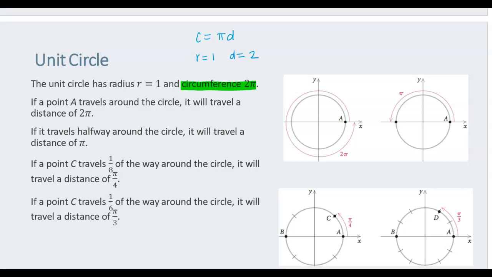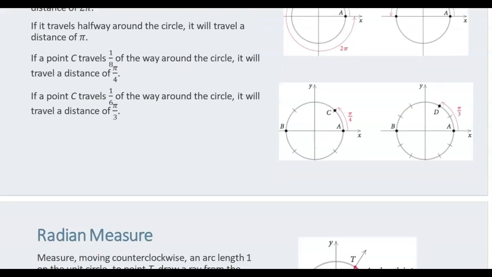This set of pictures here is just showing you that if a point were to travel part of the way around the circle, we get these different measurements. Halfway would be pi, for example, and an eighth of the way would be pi over 4 and so forth.